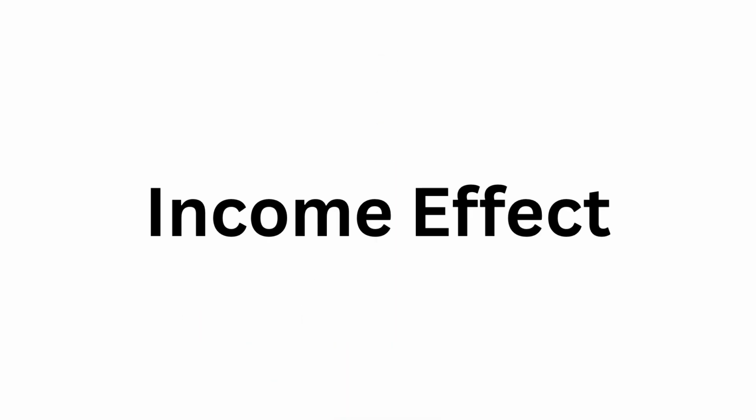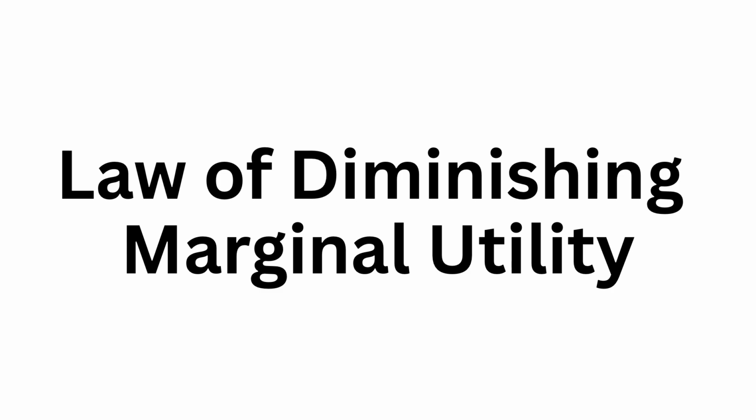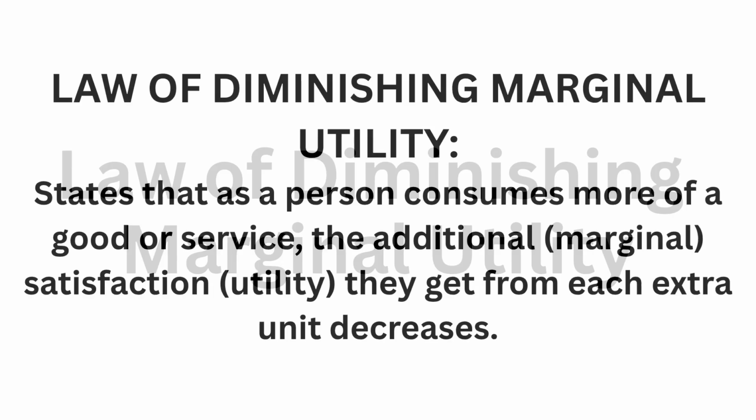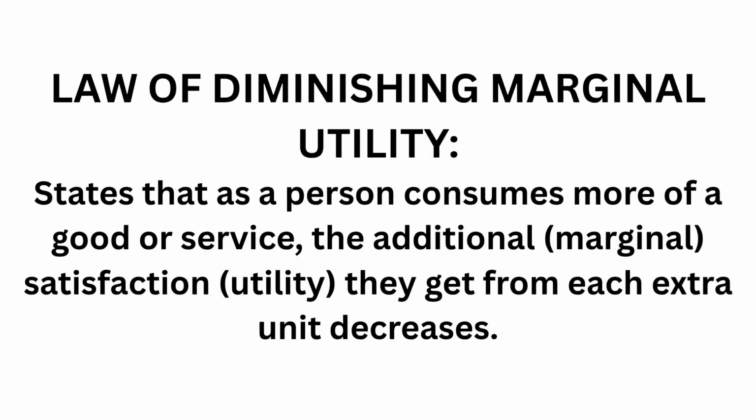I mean, think about it. You know, when your income rises, you tend to buy more of certain goods. But as your income falls, you tend to go for the alternative good. And thirdly, we look at the law of diminishing marginal utility. Remember, marginal means additional. Utility means satisfaction. So the law of diminishing marginal utility states that as a person consumes more of a good or service, the additional satisfaction they get from each extra unit decreases.